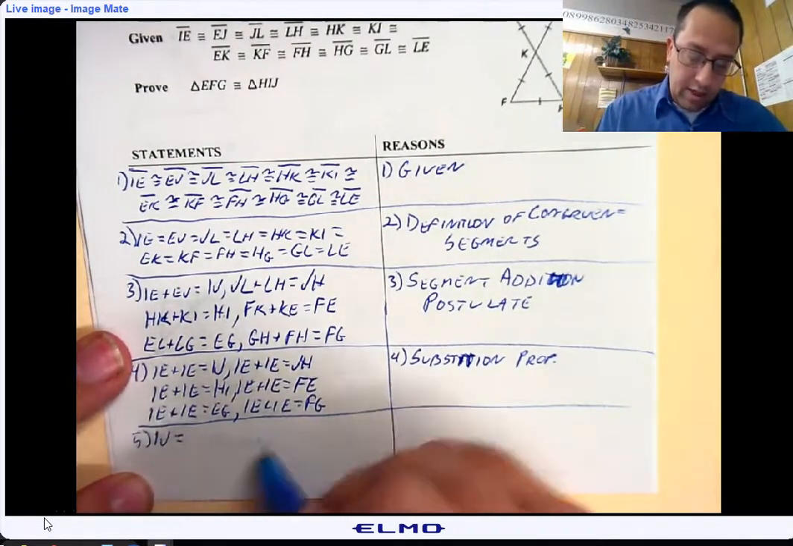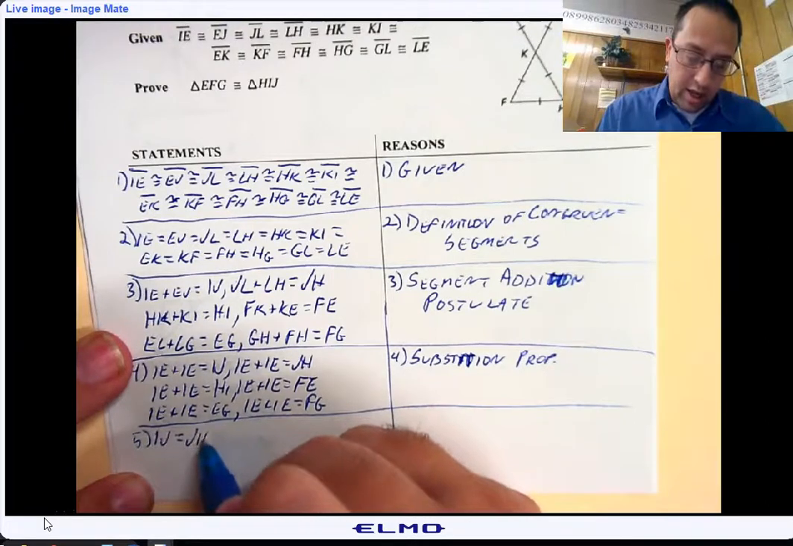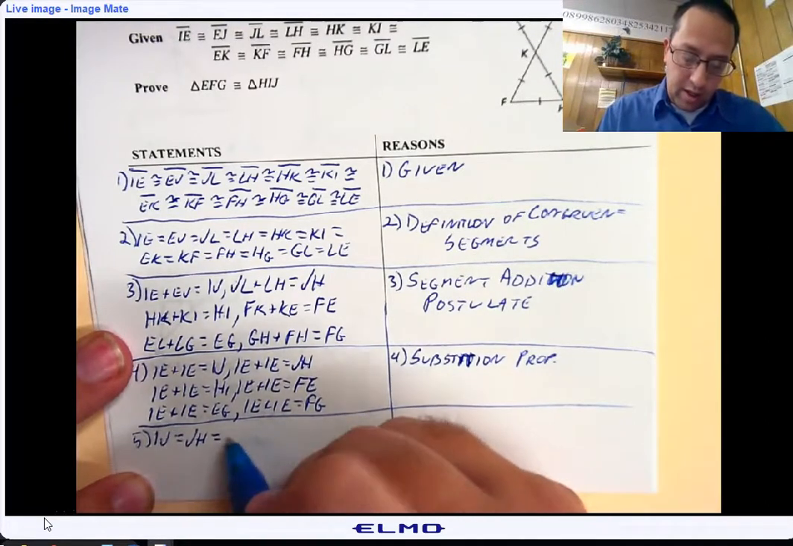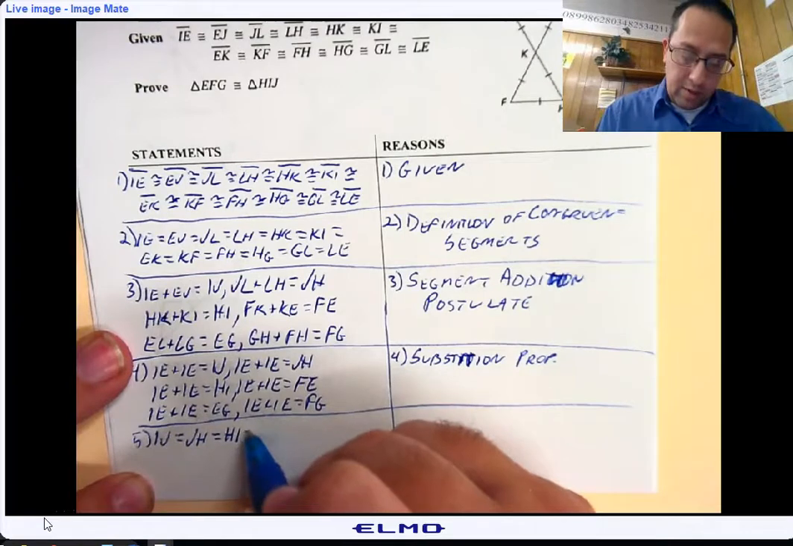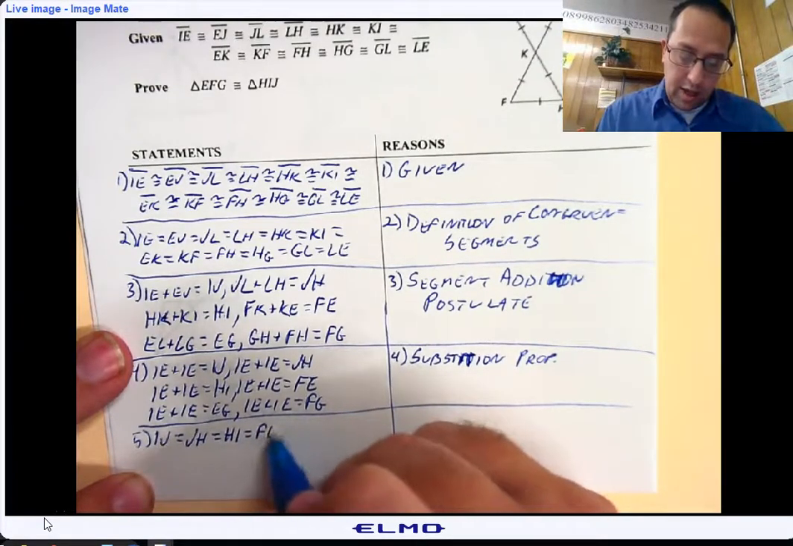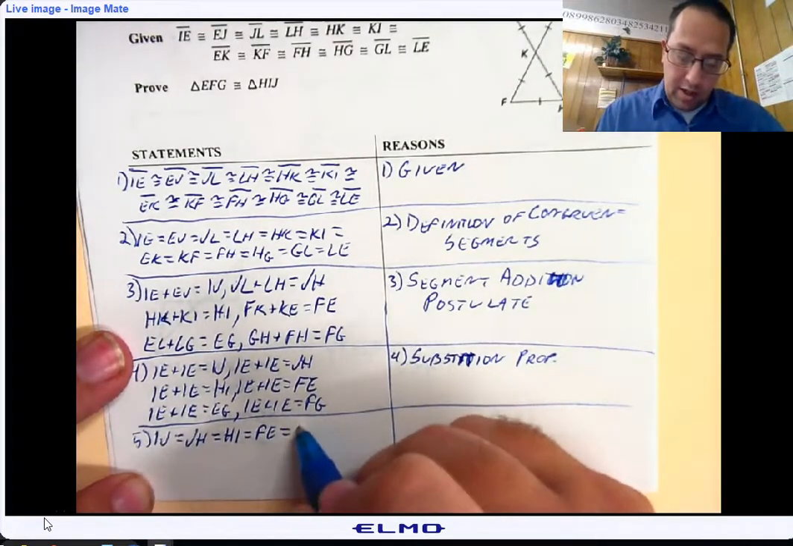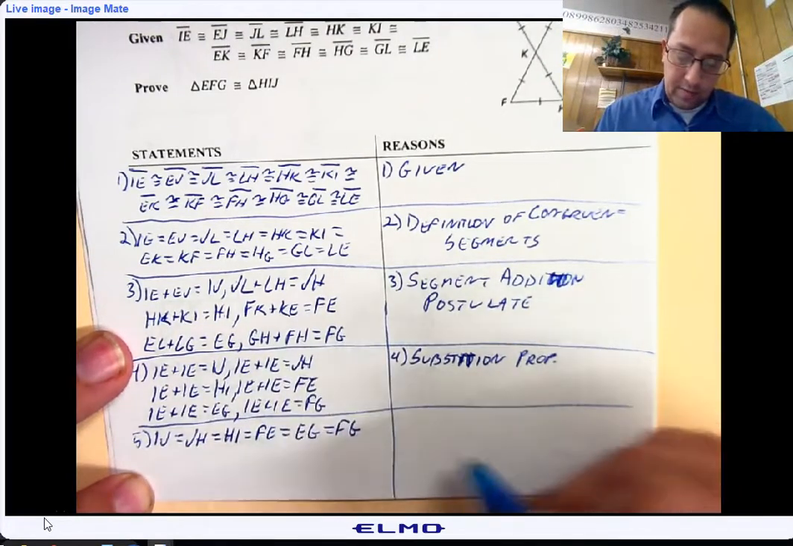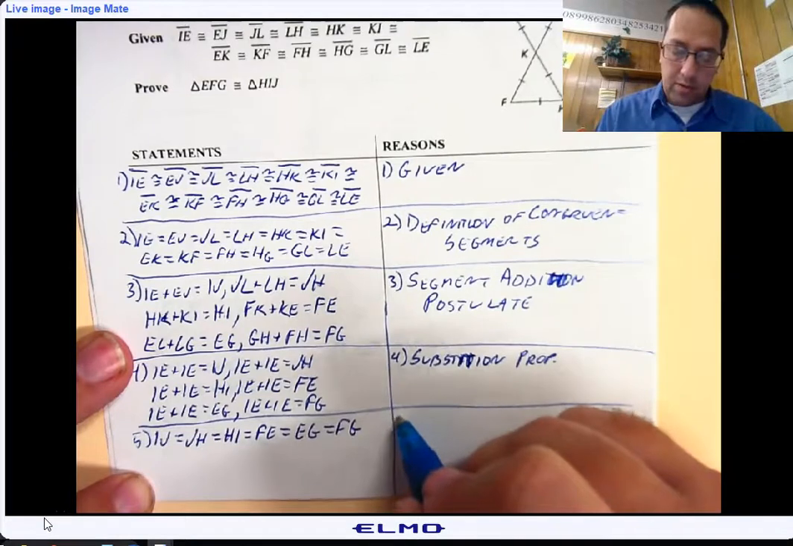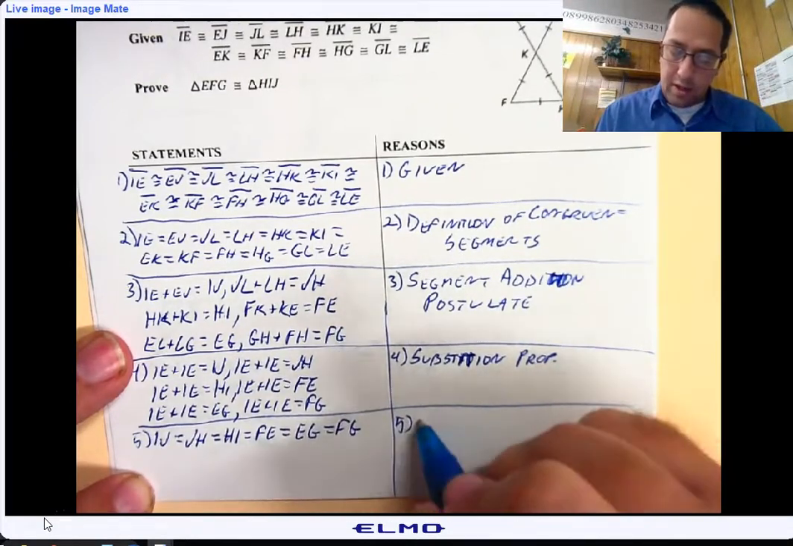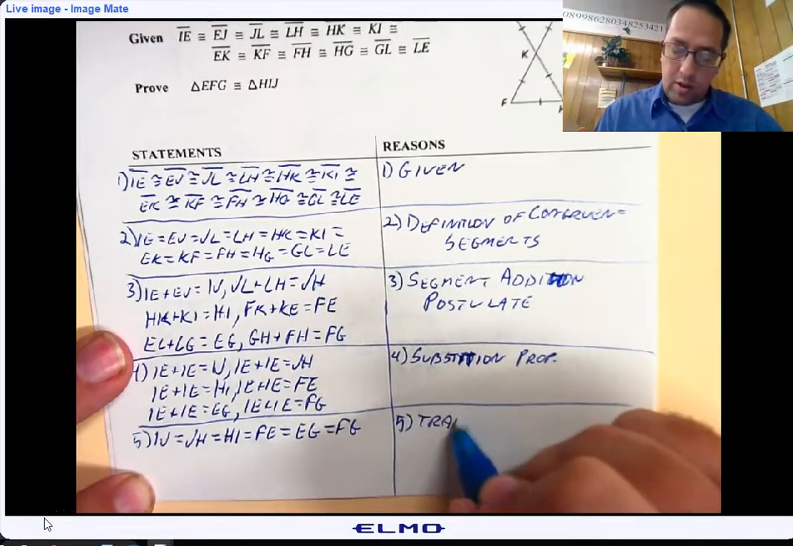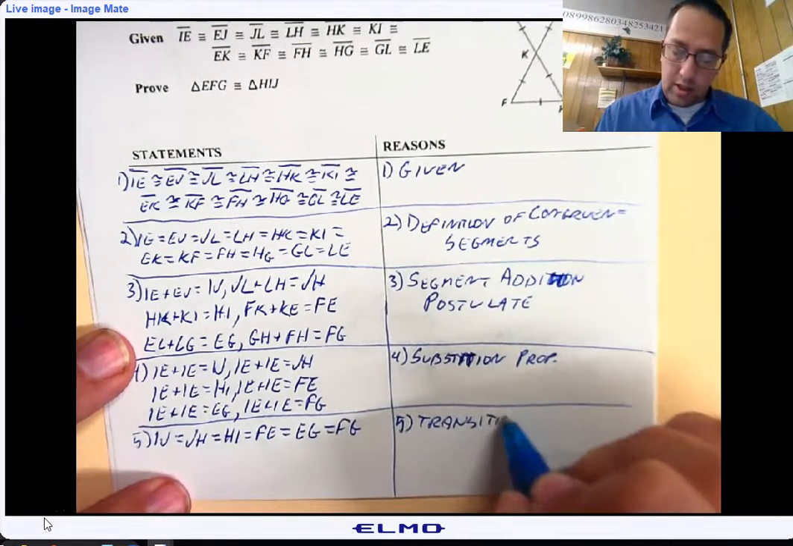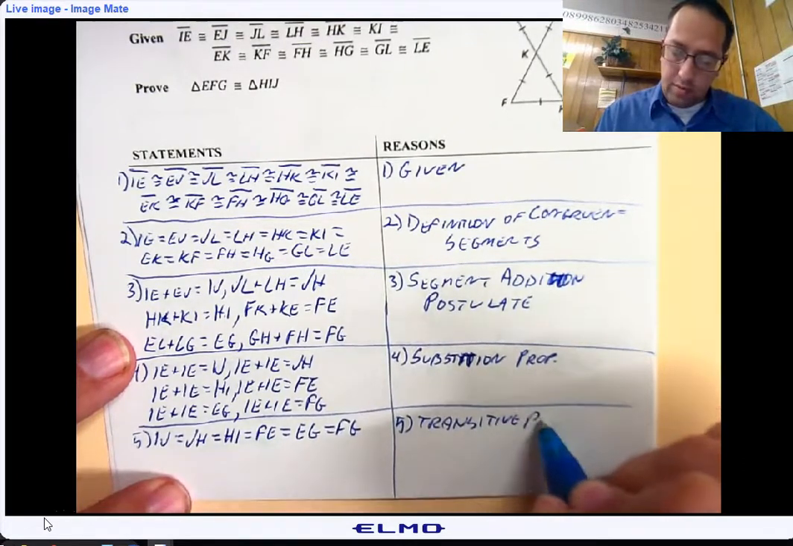IJ is the same length as JH, which is the same length as HI, which is the same length as FE, which is the same length as EG, which is the same length as FG. Why? Transitive property. They are all equal to the same thing. So, transitive property.